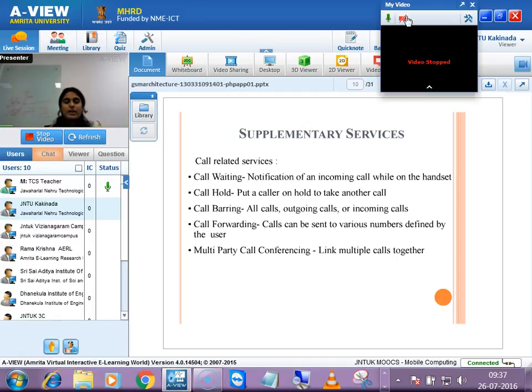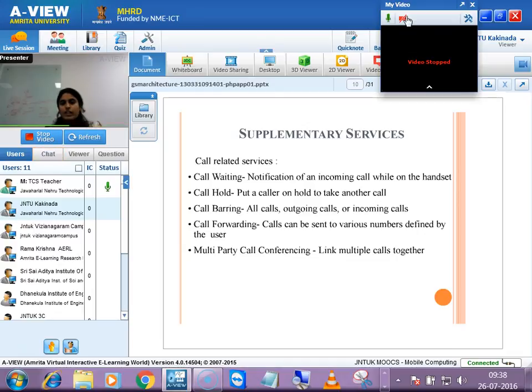So you can keep this call barring option for all calls or outgoing calls. You can also bar the calls. You'll be provided with some option in your phone, right? So you can bar the calls, and there is call forwarding. I think you know what call forwarding is. When you're busy or something, if you don't want to take some calls, you can just deviate the call to some other person. That can be provided, you can set it in your mobiles.